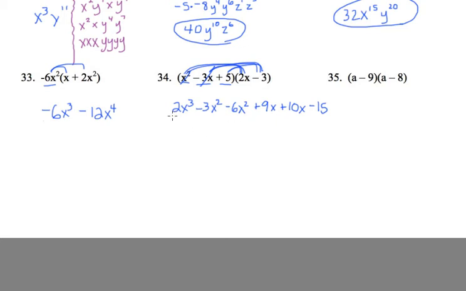And then you're going to add up your like terms. So I just have one x cubed term. So that stays. Then I've got a negative 3x squared and a negative 6x squared. Remember, think money, so that's negative 9x squared. Then I've got a 9x and a 10x, so that's positive 19x. And then minus 15.